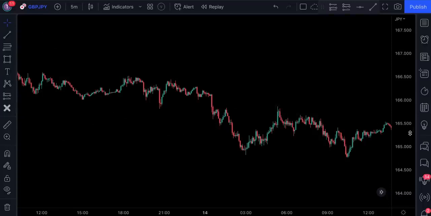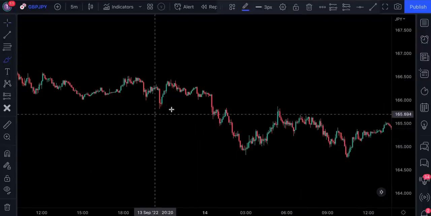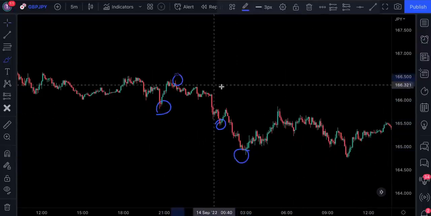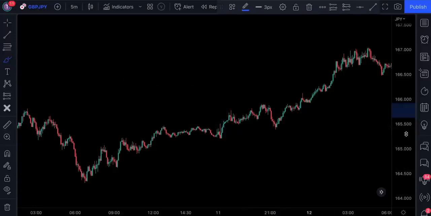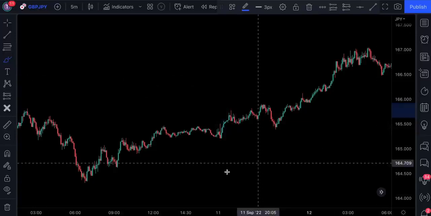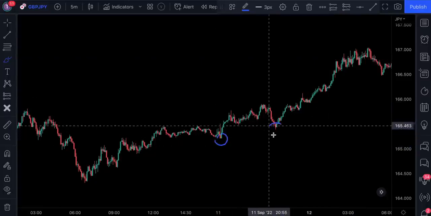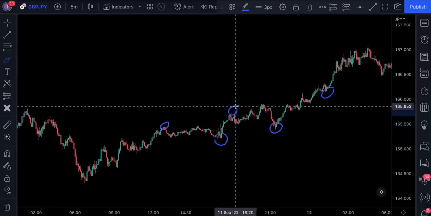This is very important because we're only going to be looking to sell when the price action is moving in a downtrend. This means that the price action is making lower lows and lower highs. And we're only going to be looking to buy when the price action is in a clear uptrend. This is when the market is making higher highs and higher lows.